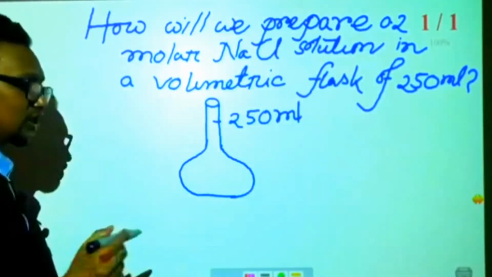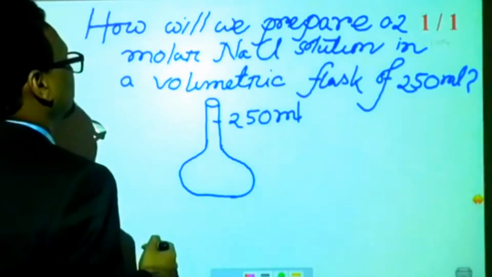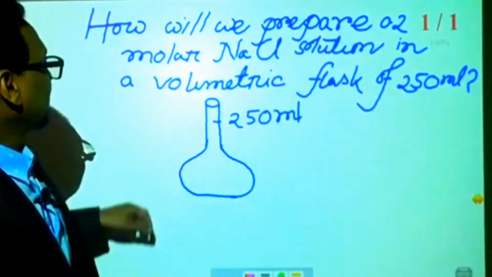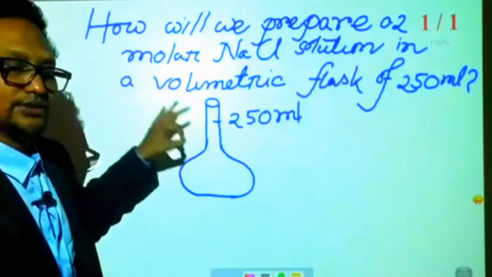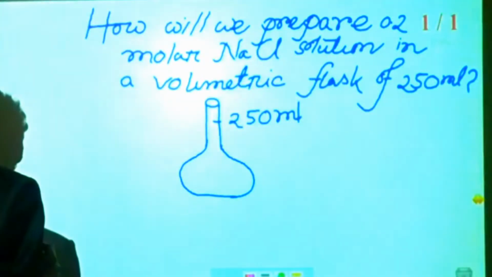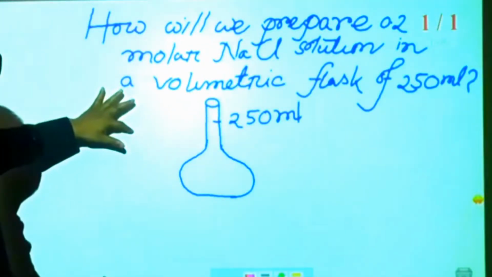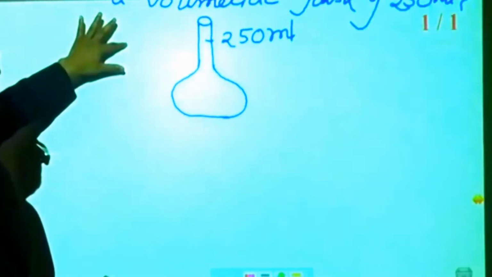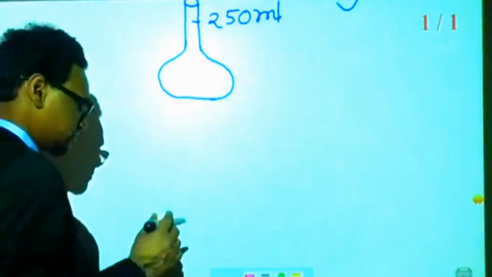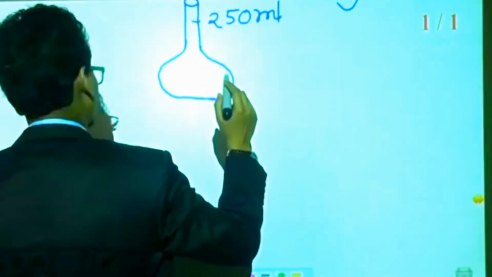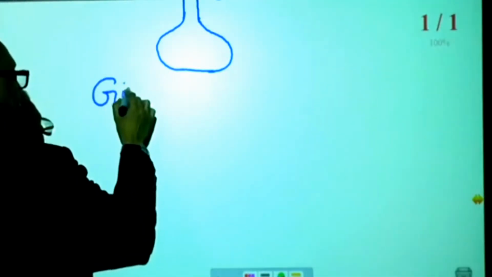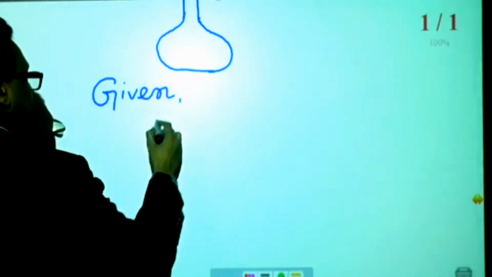If you want to solve this, you have to know the amount of solute. What amount of solute we have to take here? At first, we have to write here the given part. What is given here? The first condition, my dear students, number 1, given. Just after a few minutes, I will show you the volumetric flask. Given.